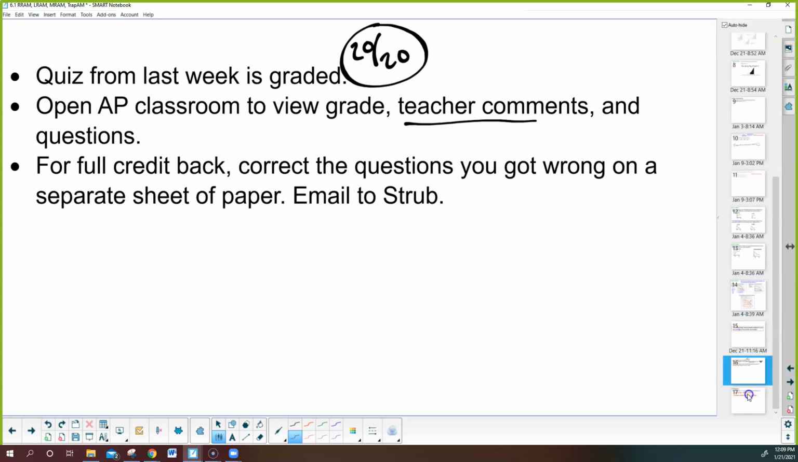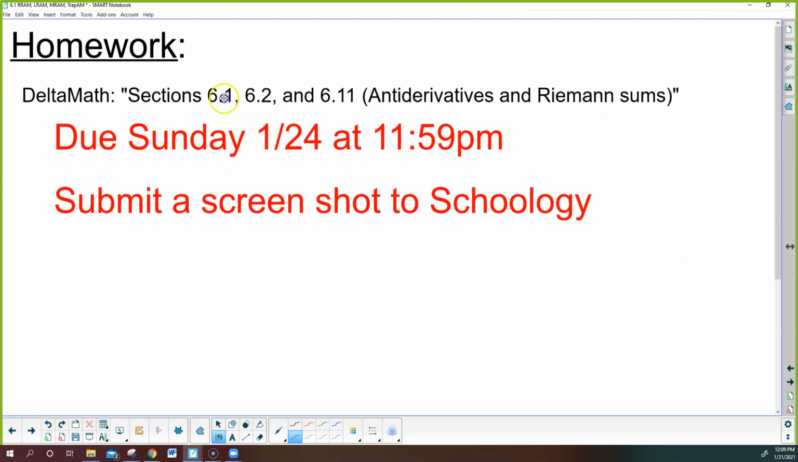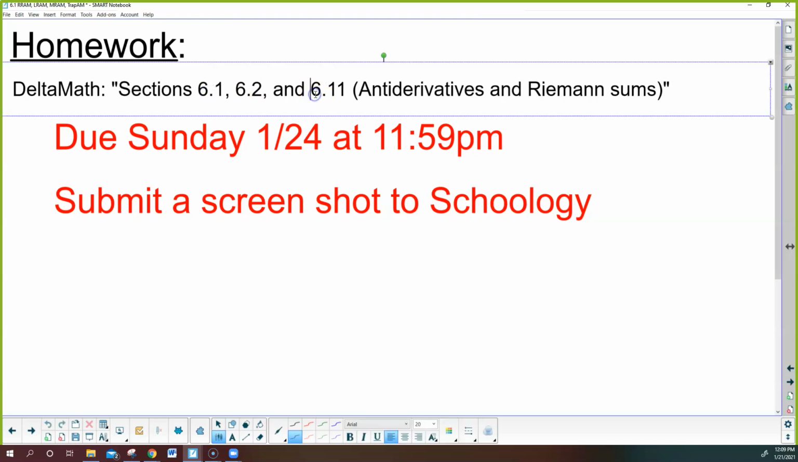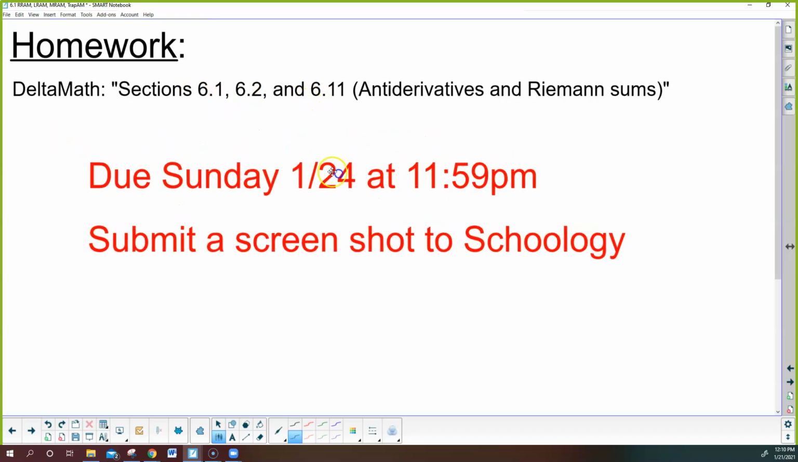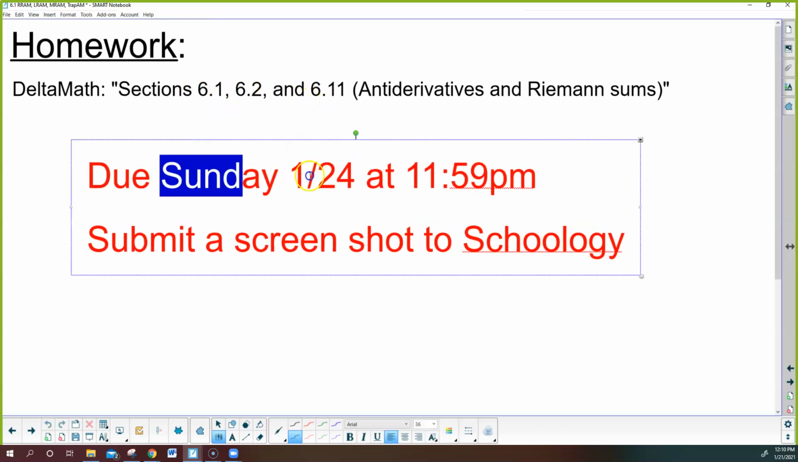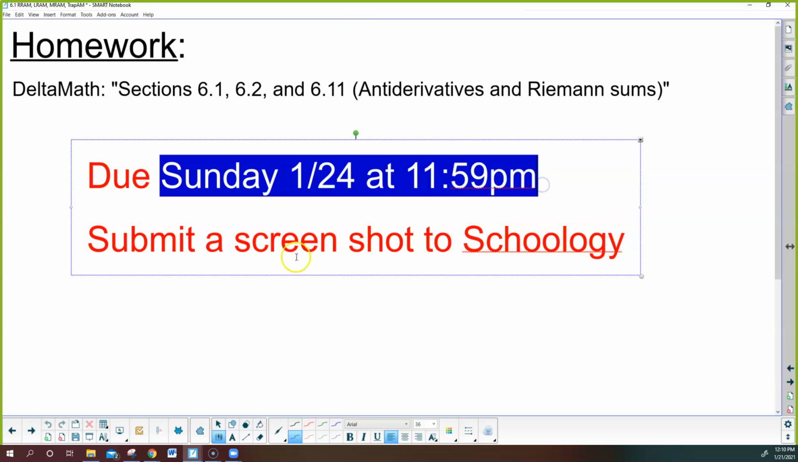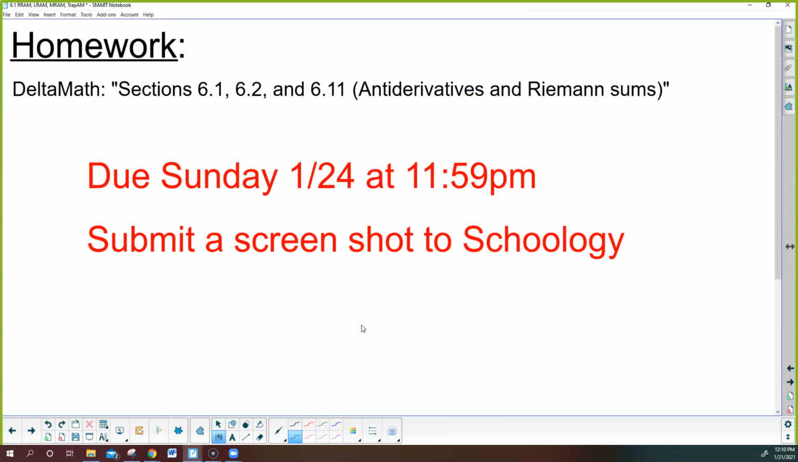All right, here's the last thing. We have a Delta Math homework, and we did not get to 6.11. I thought we were going to do as much as you can, and we're going to continue this on Monday. Do as much as you can. And we did not get to anything with trapezoids. So if you come across a trapezoid one, maybe skip it for now. Okay, but everything else you should be able to do.